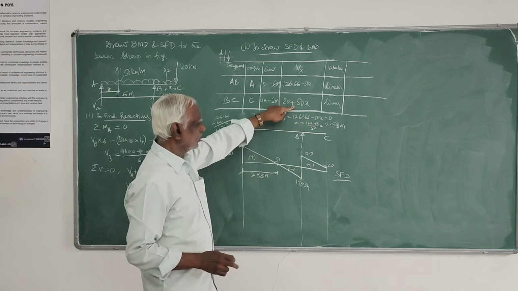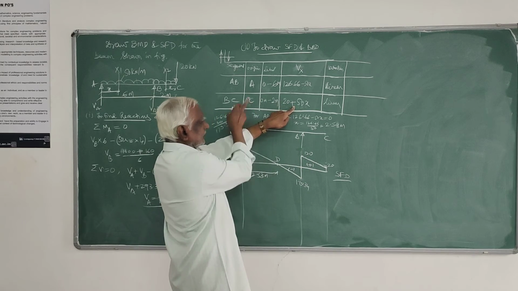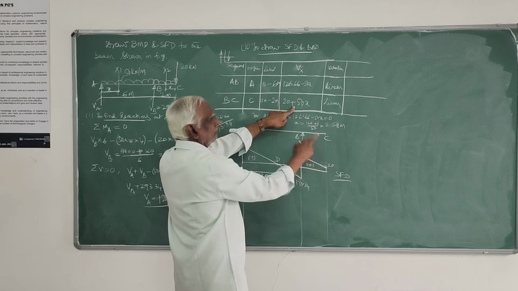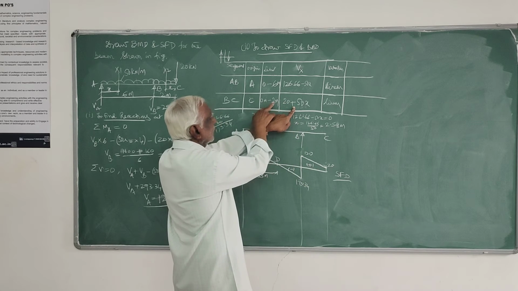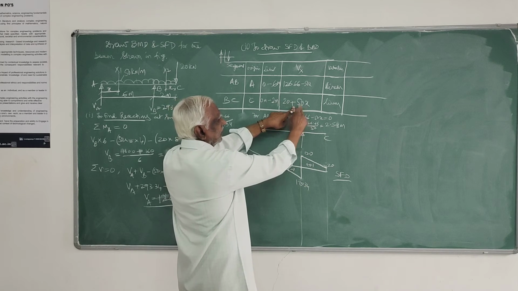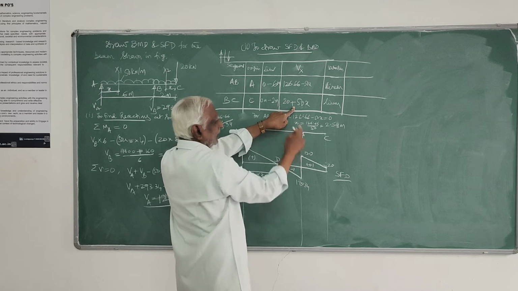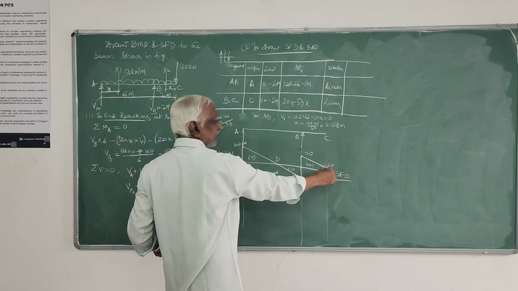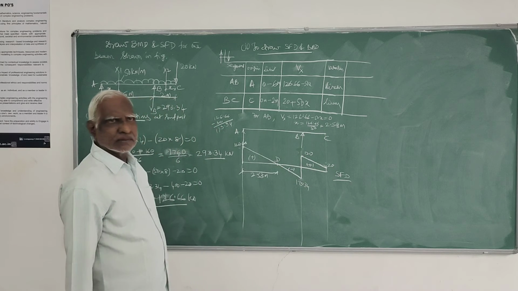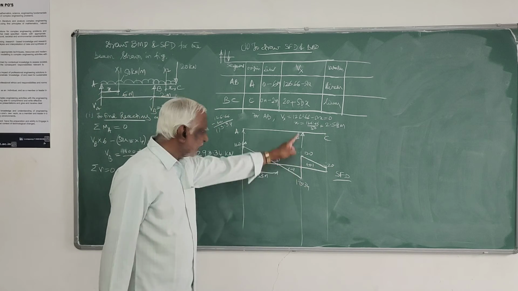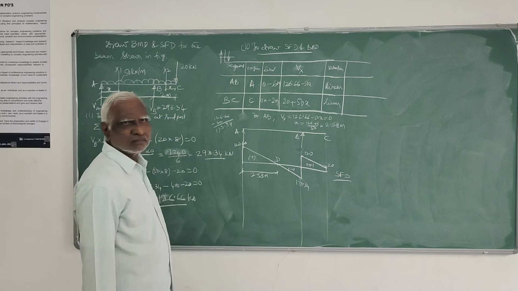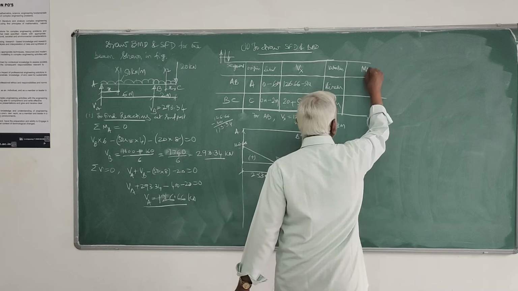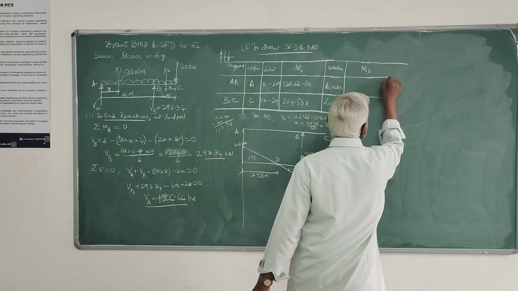Here when x equals 0, that is at the point C, it is 20, or plus 20. When x equals 2 meters, it is 50 into 2 plus 20, that is 120, at this point. Variation is linear. Then here it was 173.34. That's all.